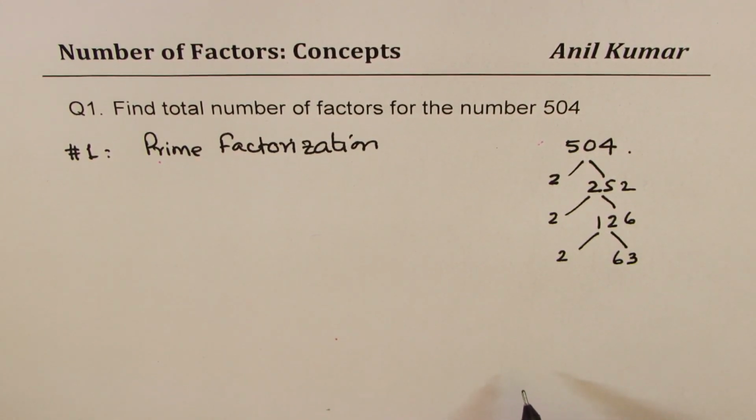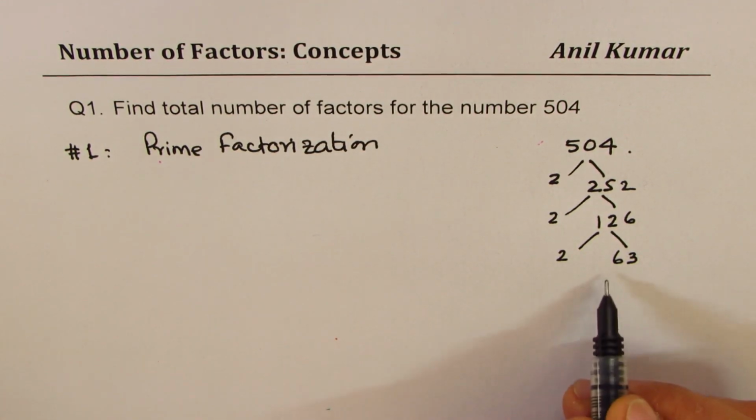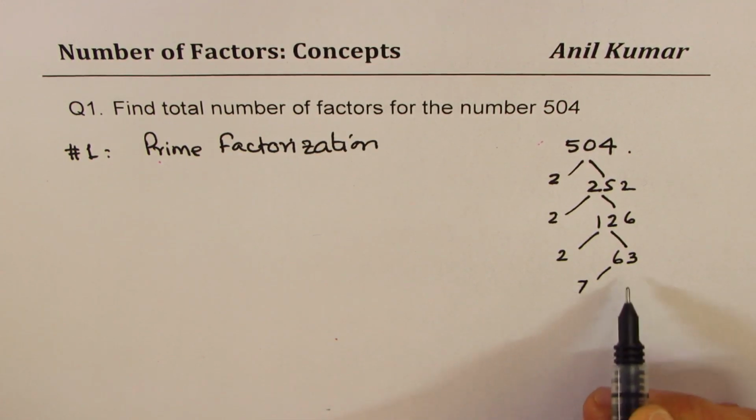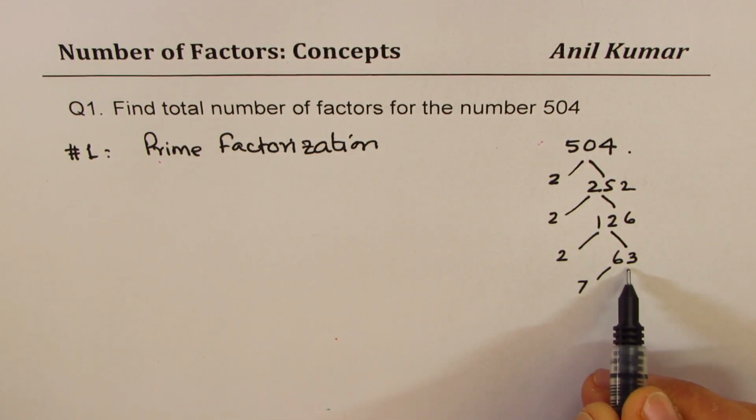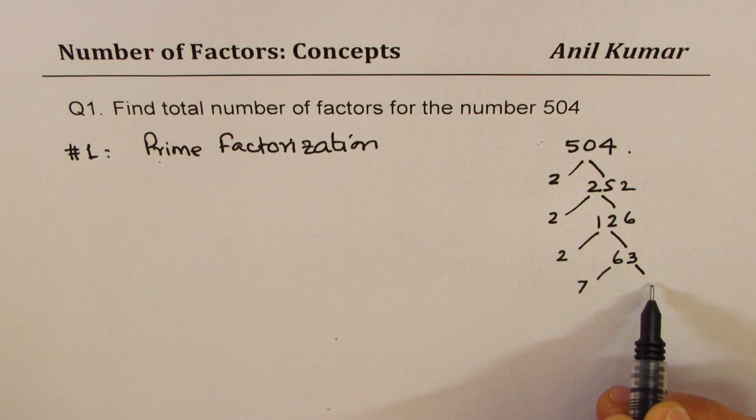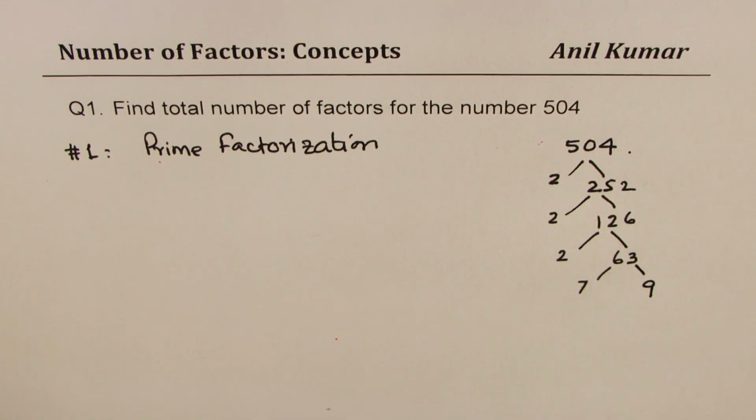Now 63, how do you get 63? It is 7 times 9, correct? So that makes it difficult at times. Don't think that 63 is a prime number, okay? So 63 is 7 times 9. So that's how we get 63.